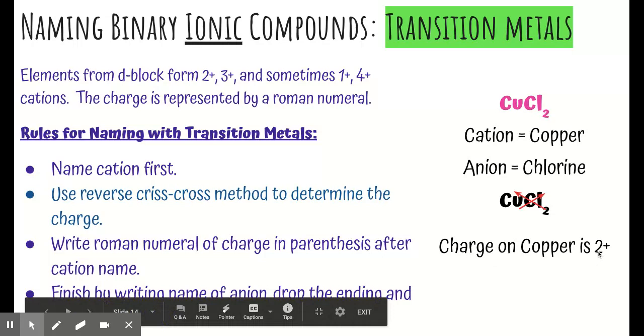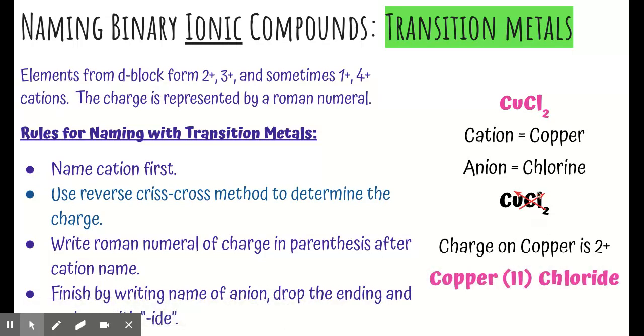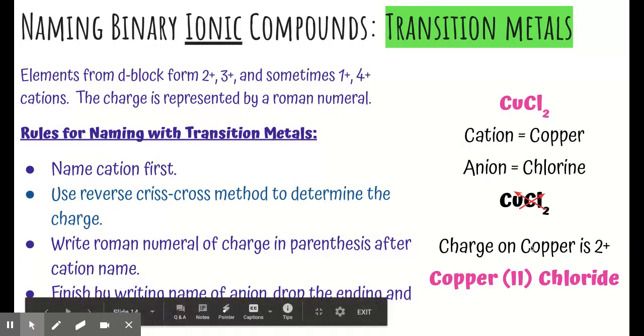This is saying that the charge on the copper was a +2 before it got crisscrossed, and the charge on the chlorine was a -1. We're going to double check that part on the periodic table and make sure that chlorine really is a -1, that this isn't a simplified version of something. It's not in this case. So chlorine is -1, which means the charge on the copper had to have actually been a +2. So we're going to write it out: copper, parentheses, 2, because that's the charge on the copper, and then chloride, changing that ending to IDE.